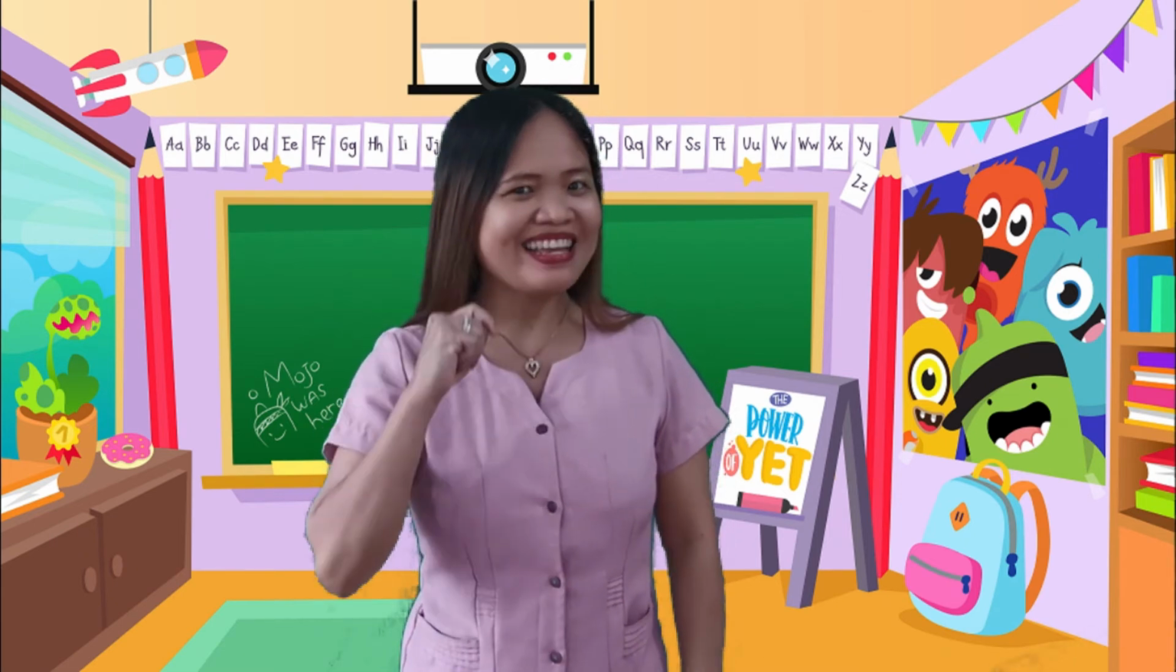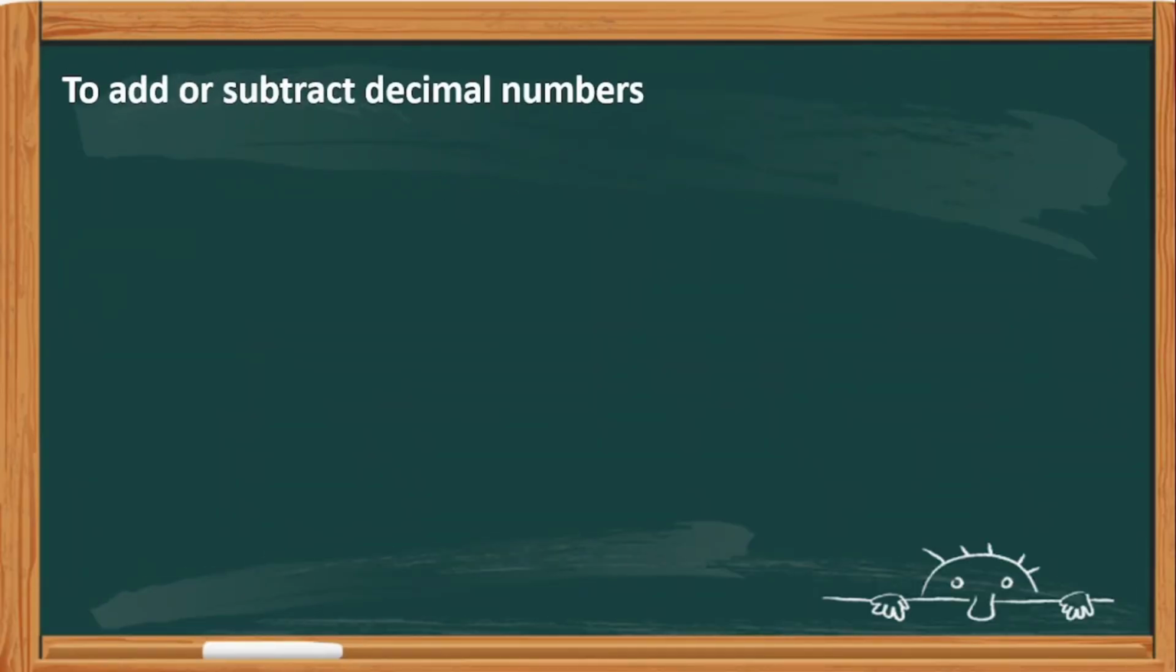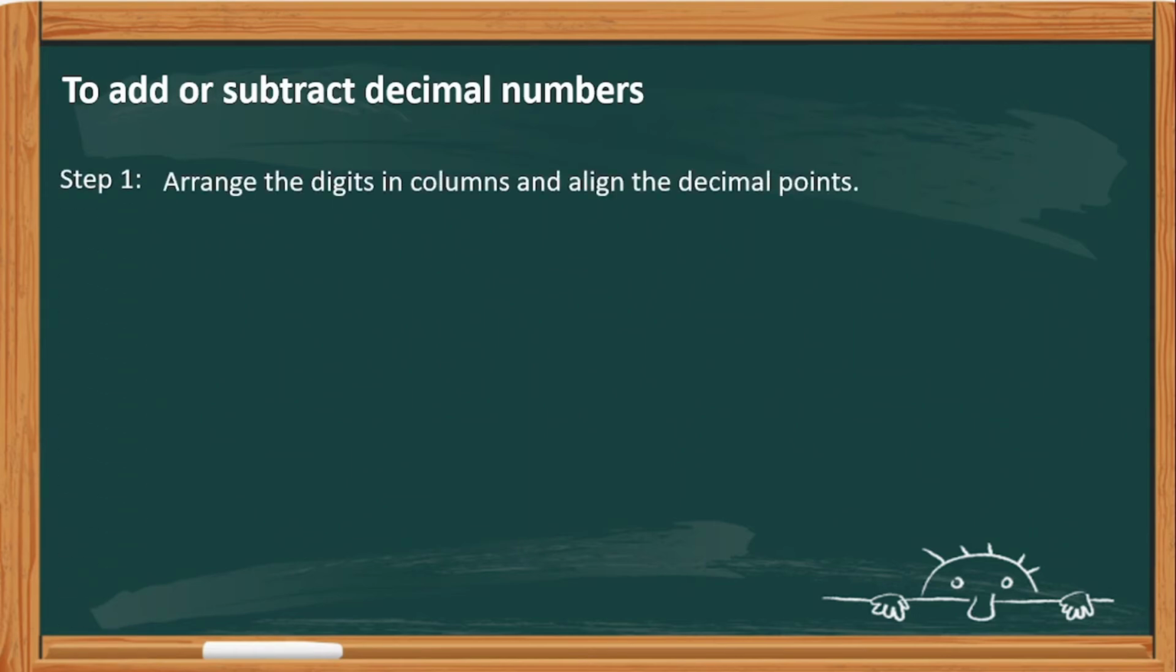Did you get the correct answer? That's the way you do it. I hope you really understand the steps in adding and subtracting decimal numbers. And I hope you will remember. How do we add and subtract decimal numbers and mixed decimals through ten thousandths? To add and subtract decimal numbers, Step 1. Arrange the digits in columns and align the decimal points.